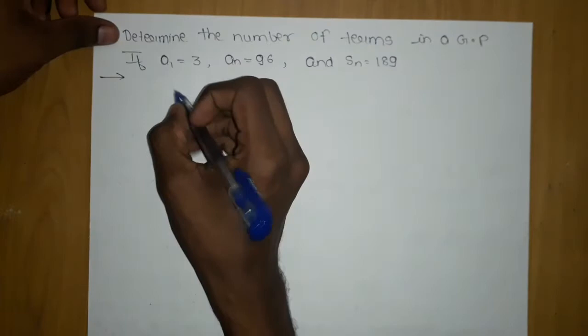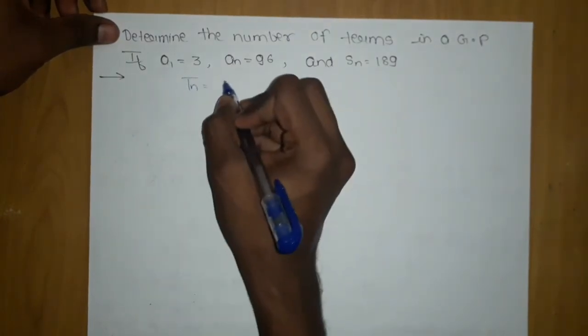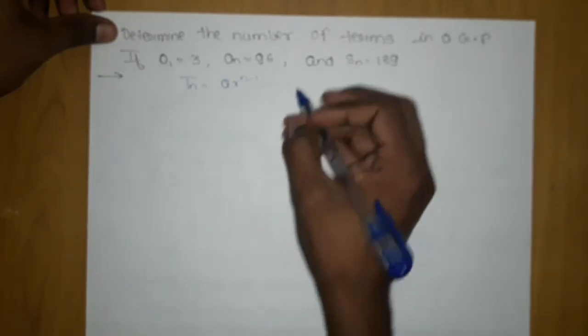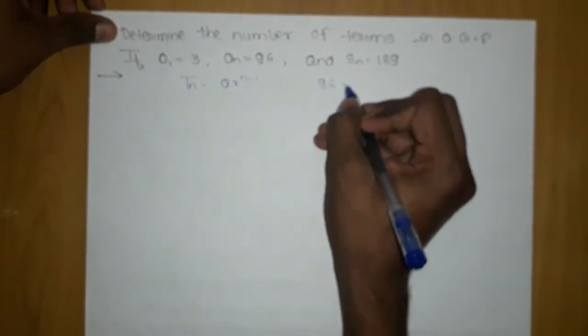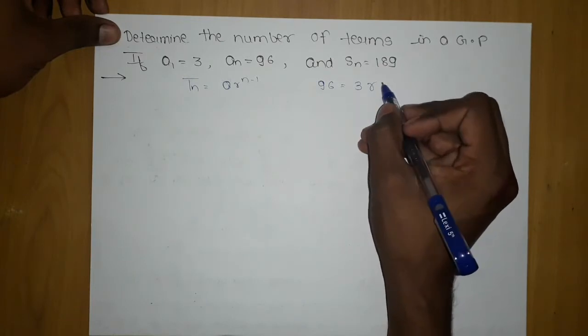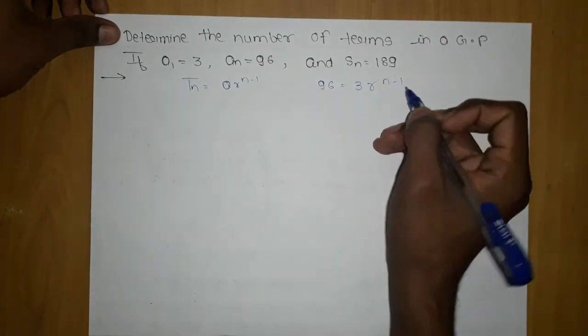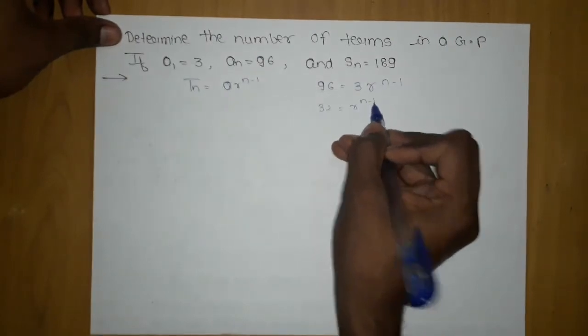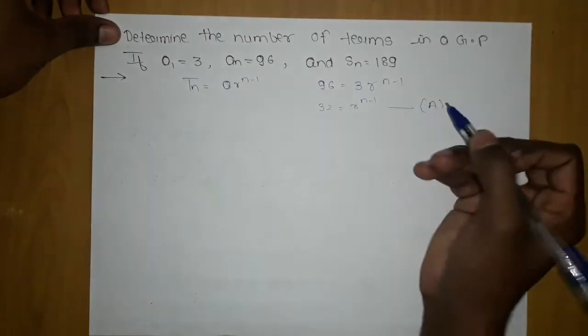So let's find the Tn. Tn is equal to what? a r power n minus 1. Now what is Tn? 96. What is a? 3. And r power, how many terms there are, that we need to find out. Now if we divide, 32 is equal to r power n minus 1. Keep it as it is.